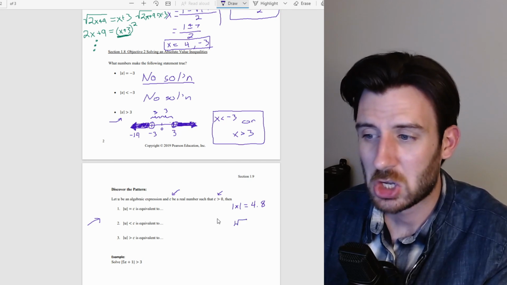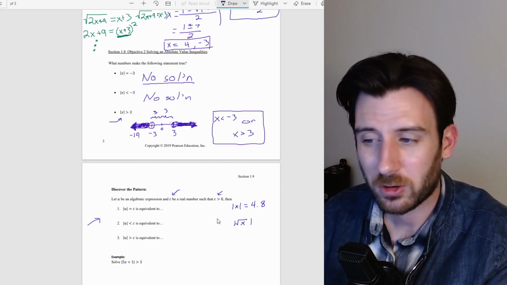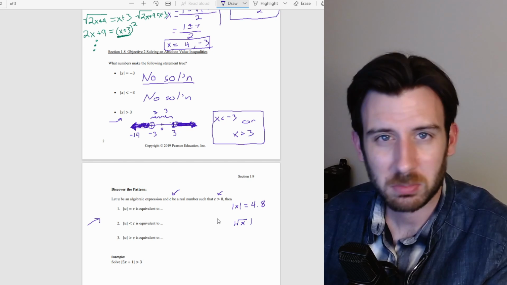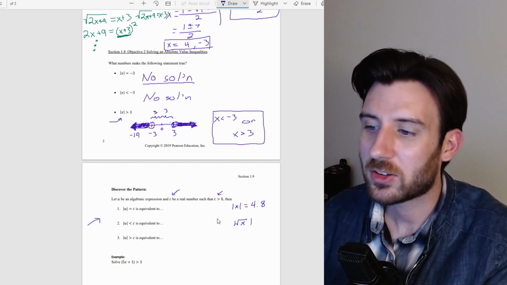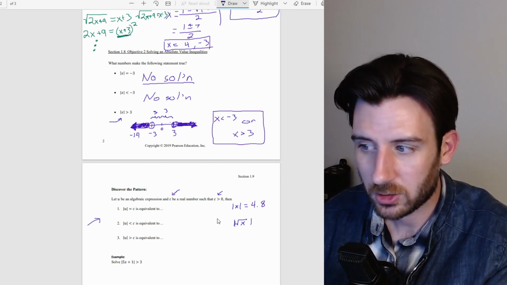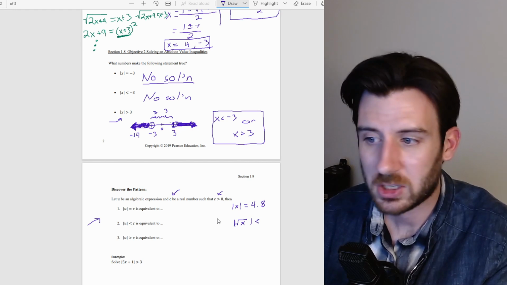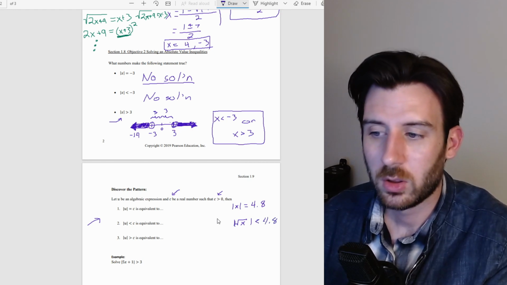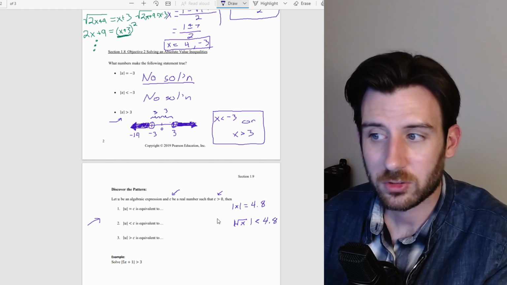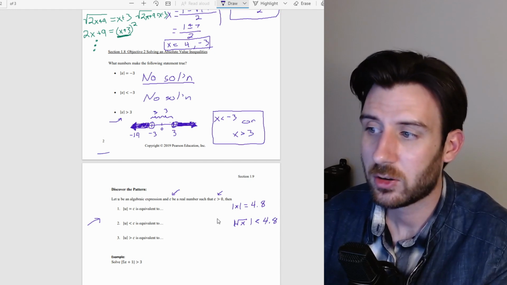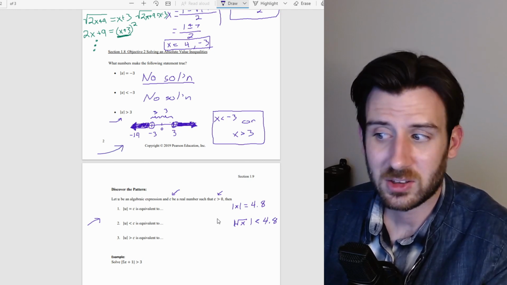So maybe I'll say square root of X, or X squared, or X to the 14th, or 2X plus 5, anything I wanted. But what I'm saying is I have the absolute value of something or other here, and I'm saying that it is less than some number. Again, maybe we'll use 4.8. What are two different ways that you could express this? Could you express this as maybe something like this?